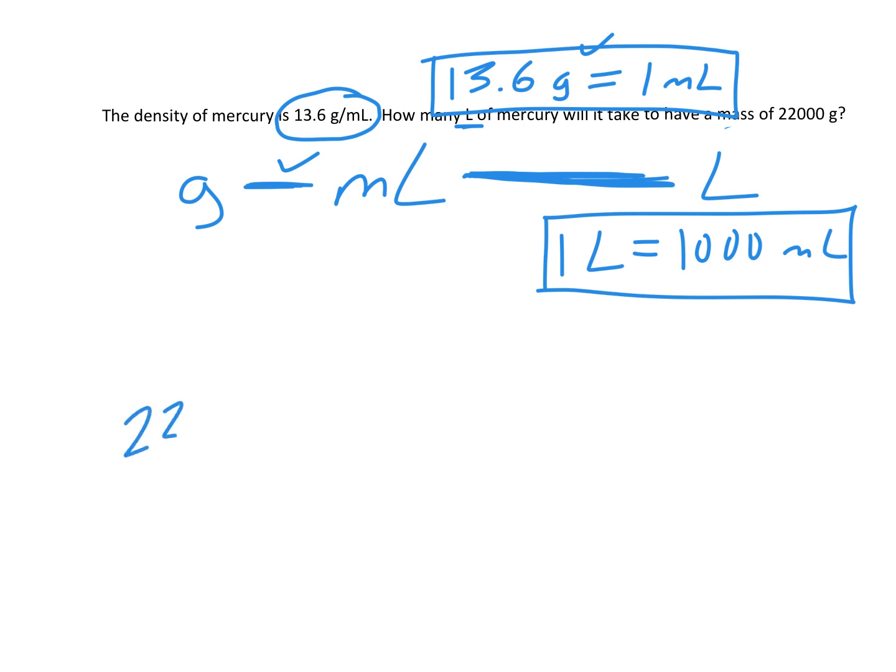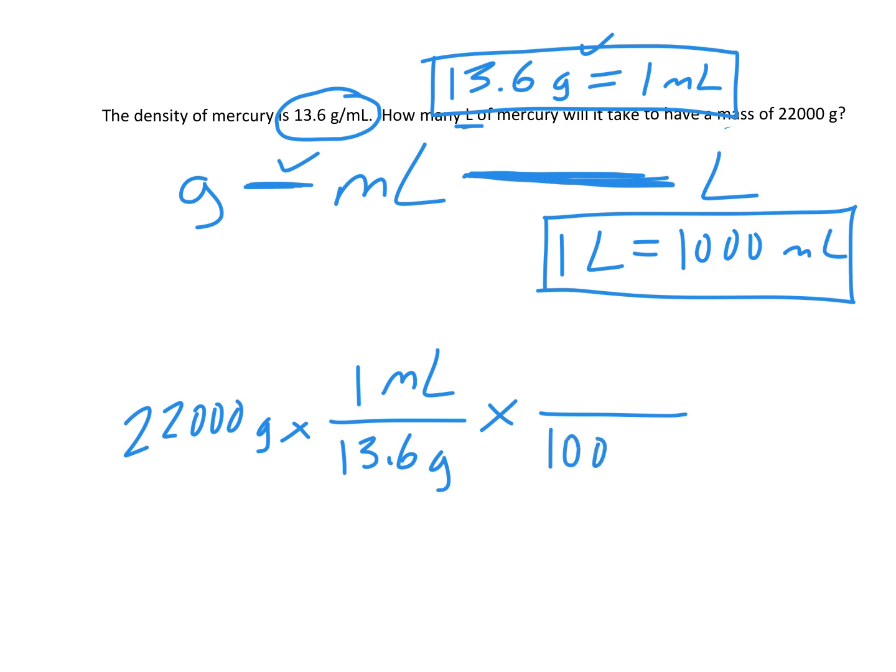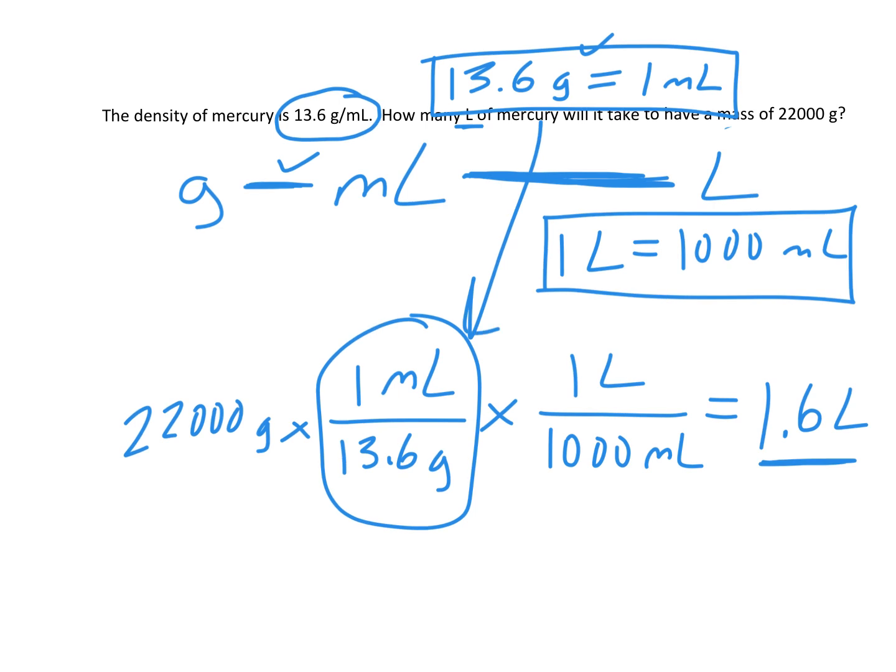So I initially have 22,000 grams. And like I said, I'm first converting to milliliters. So I'm taking my density. And because I want to cancel grams, I'm putting 13.6 grams in the bottom and 1 milliliter up top. And then because I want to get to liters, I'm then going to put 1,000 milliliters on bottom to cancel milliliters and 1 liter on top. And then that'll get me my answer. So if I go through and do the math on this now, I then get that there are about 1.6, and I'm rounding a little bit, liters of mercury will have this mass. So that is how we use density in a fence post. So I'm basically just taking this and putting it in here as a conversion.